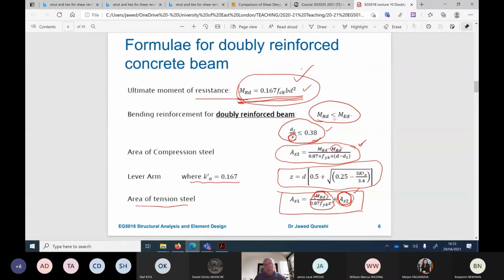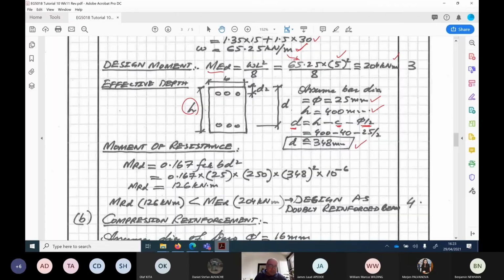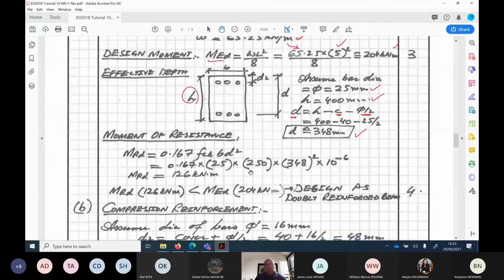So have a look. When MRD is less than applied, then we design it as a doubly reinforced beam. If MRD is greater than applied, then we design it as a singly reinforced beam. Now, this is a very crucial stage in designing, whether it should be designed as a singly or doubly reinforced beam.